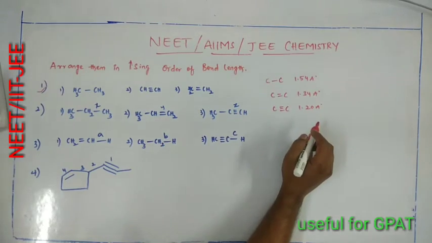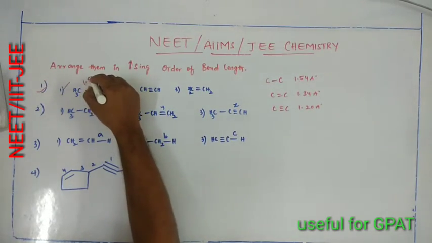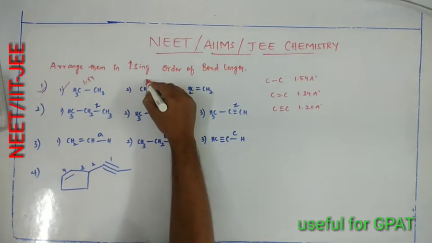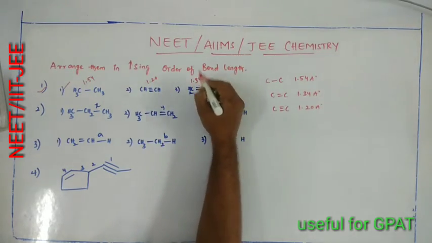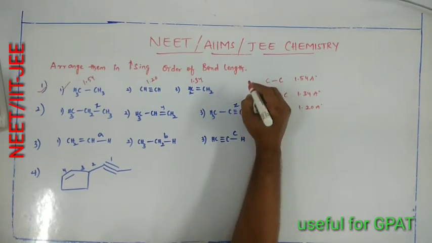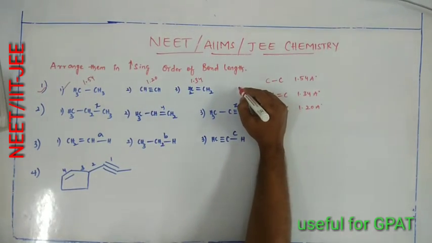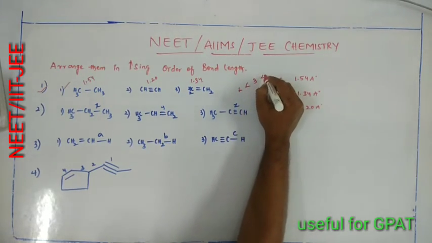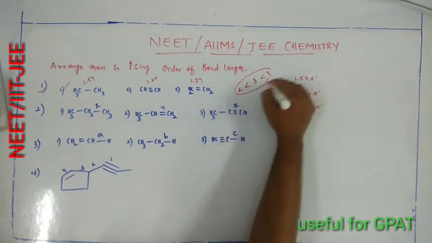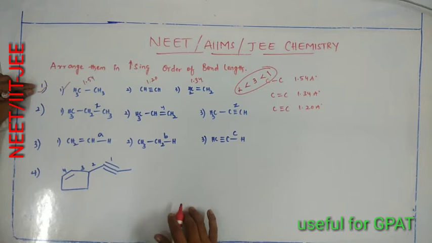Based on that, the first one has a bond length of 1.54, the second one is 1.20, and the third one is 1.34 angstroms. So the increasing order will be the second one, then the third one, and then the first one. This will be the order of increasing bond length for these examples.